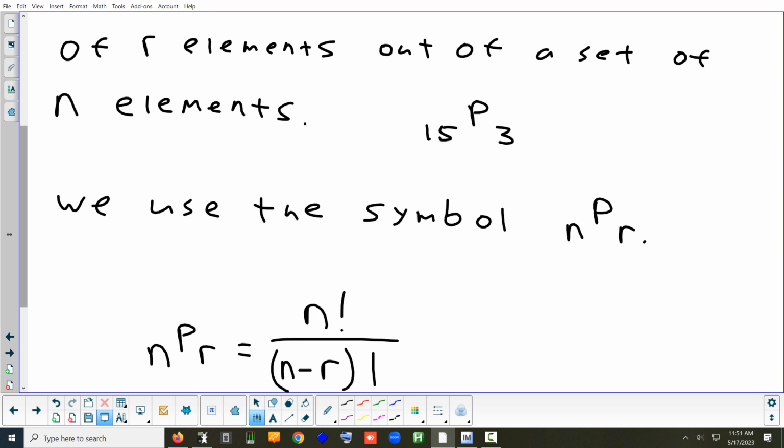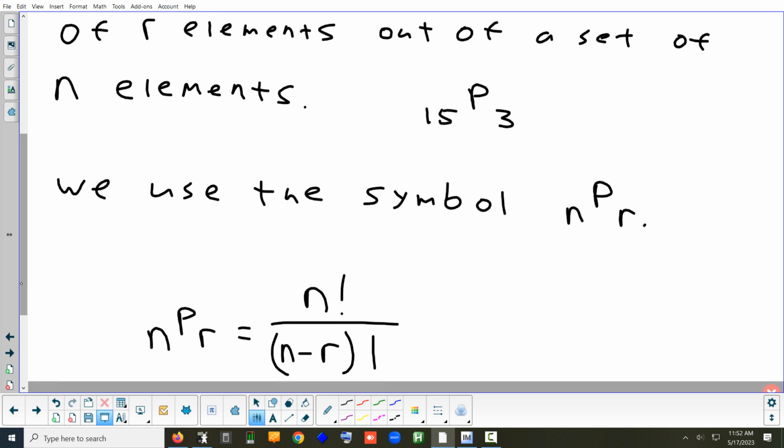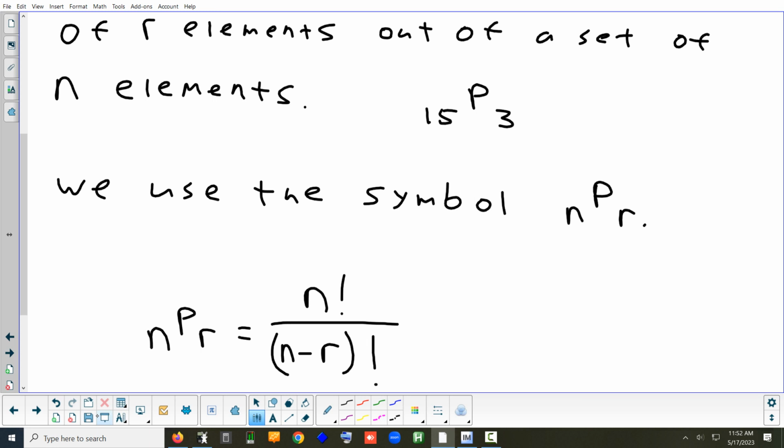And there's a formula to figure that out. Not that it's that hard to do, just 15 times 14 times 13, but that's the formula you can use to figure it out. Does it kind of look like anything? It's almost the exact same one we just used. Wait, no, it's not, because there's no r factorial. It's n factorial over n minus r factorial.